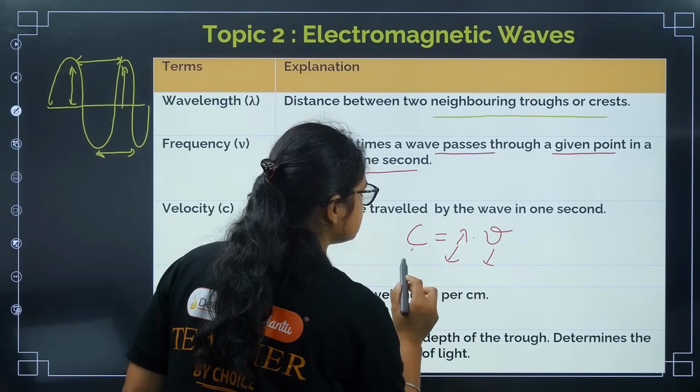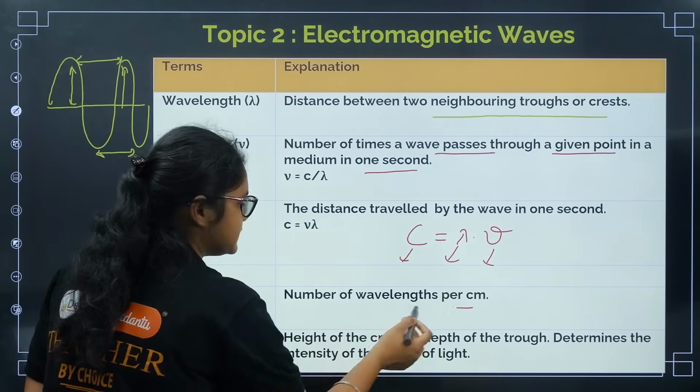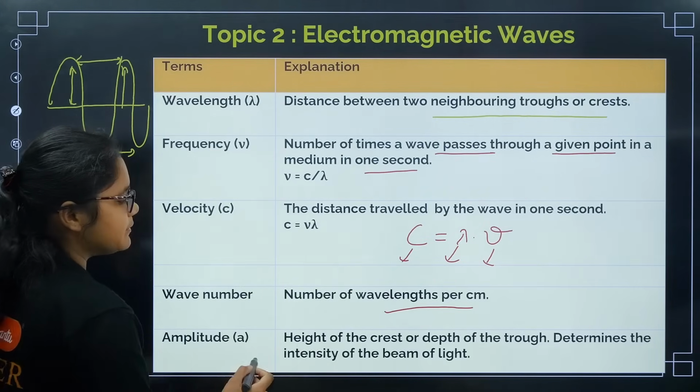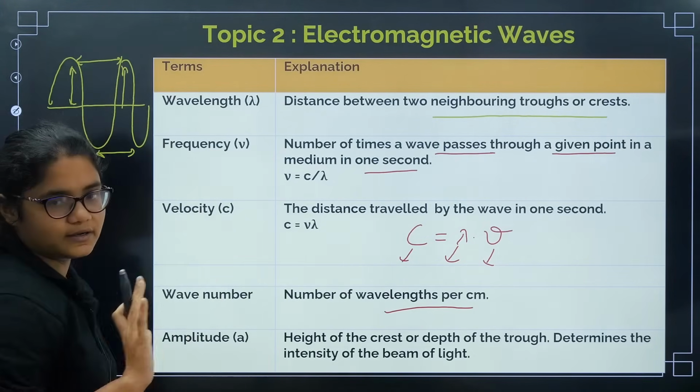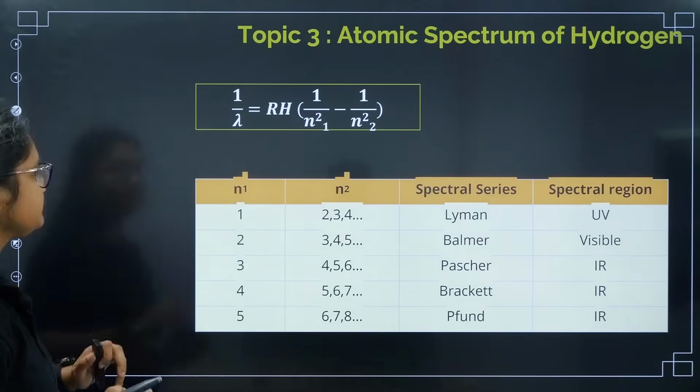Wavelength, frequency, speed of light. Now wave number is the number of wavelengths per centimeter, velocity is the distance traveled by the wave per second, and amplitude is the height of the crest or the top. Now coming to this one, hydrogen spectra.